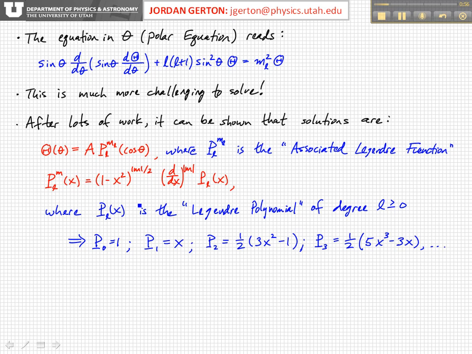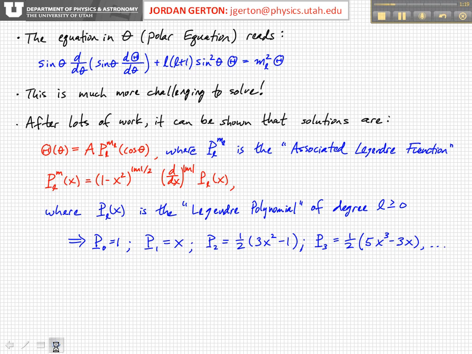So the polar equation gives us another quantum number. Now we have the angular equation, which involves theta and phi, and gave us two new quantum numbers, m sub L and L. We'll see in a second what m sub L quantizes. It quantizes the z component of the angular momentum. We'll see in a minute what L quantizes.